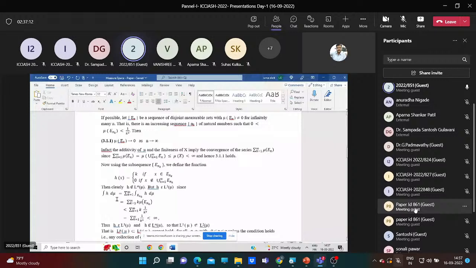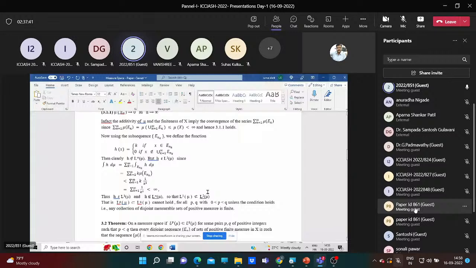By the Lebesgue measure, the integral of h d mu is the sum from k equals 1 to infinity of k times mu of E nk. We have defined h as k here, and mu of E nk by definition is less than 1 by k cube. So the sum is finite, and we get that h is in L1 mu, and h is not in L infinity mu. So L1 mu is not contained in L2 mu. That is, LP mu cannot be contained in LQ mu whenever P is less than Q, unless the condition holds. That is, any collection of disjoint measurable sets must be finite only.